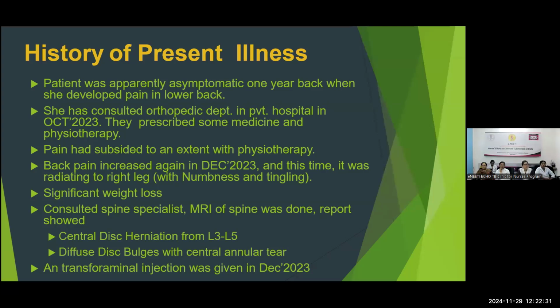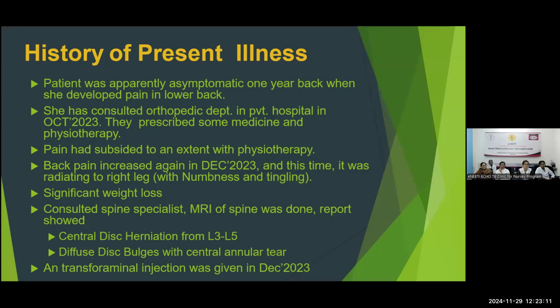The history of present illness: the patient was totally asymptomatic 1 year back when she developed pain in her lower back in the sacrum area. She consulted the orthopedic department in a private hospital in October 2023 and they prescribed some medicine and physiotherapy. The pain subsided with physiotherapy and some painkiller medicine. But it started again in December 2023 and this time it was radiating to her right leg also. A very mild amount of numbness and tingling was also present.